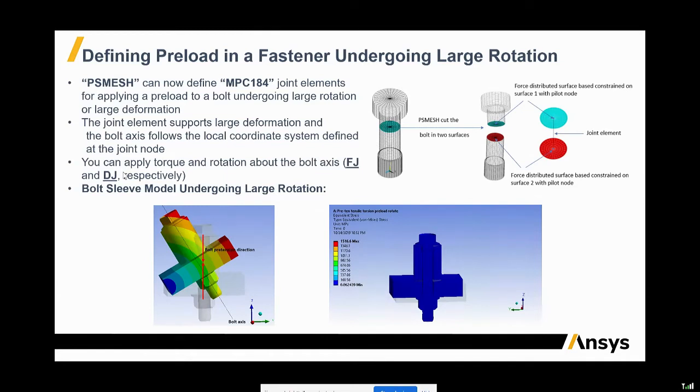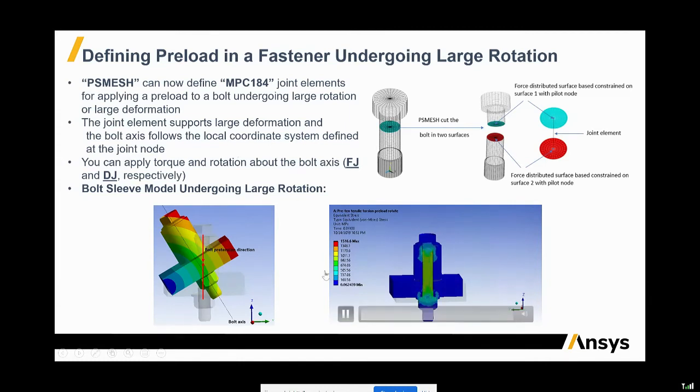So if you use the MPC 184 joint element for doing preloads, you can now define the preload. You can define a force, a torque, and a rotation as well. And you can see the examples below where it's actually working with a large rotation. So that's kind of a big deal. That was a limitation that we had for some time, and that's now available.